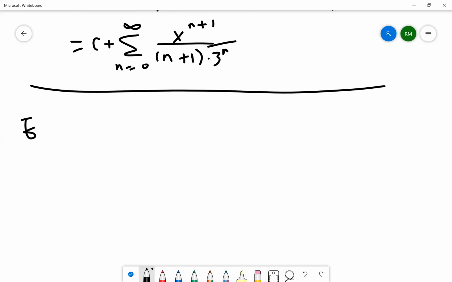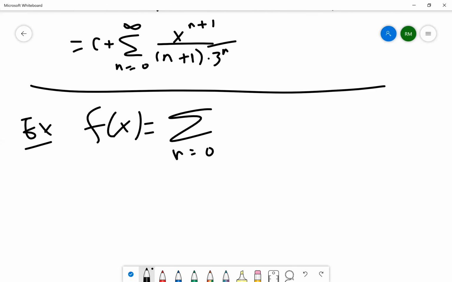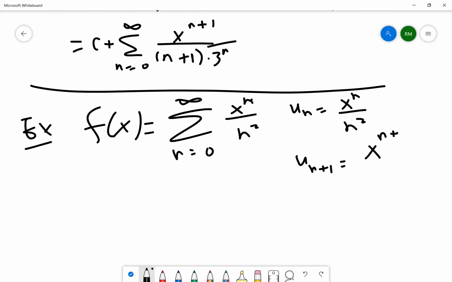So let's look at the function f of x, the sum of the series of x to the n over n squared. I think you actually did this one already, but we'll do it now. We know that u_n is x to the n over n squared, and that u_(n+1) is x to the n plus 1 over n plus 1 squared.